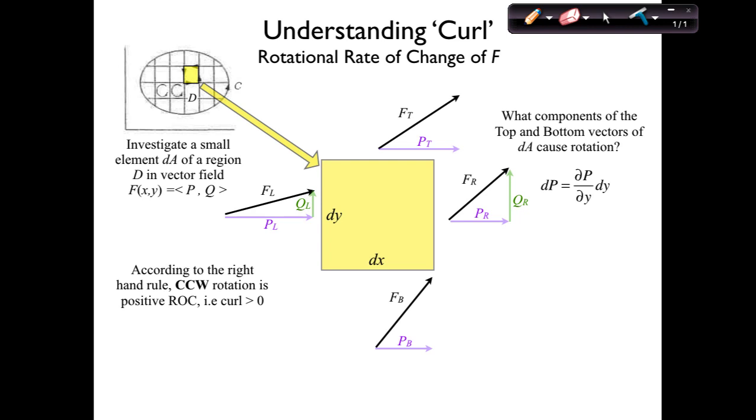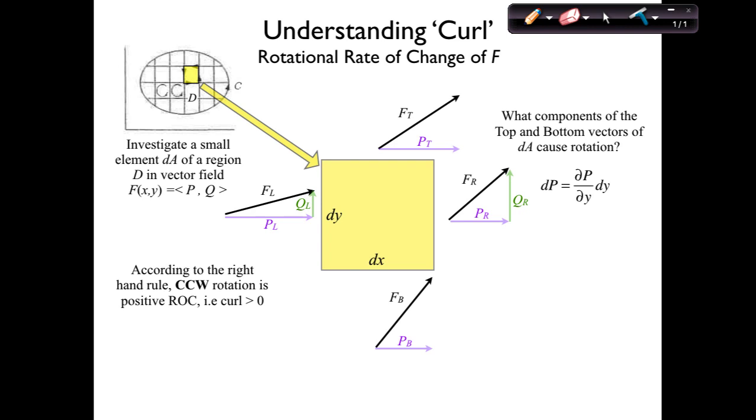Now, is this change in p going to give me positive rotation or negative rotation? Which way is the direction of positive rotation? Counterclockwise. So if I have a bigger p on the top than the bottom, which way is that going to cause it to turn? Clockwise. Do you see that that's going to be clockwise? Then if p is increasing for an increasing y, that's going to cause clockwise rotation. So this situation will actually be a negative curl.